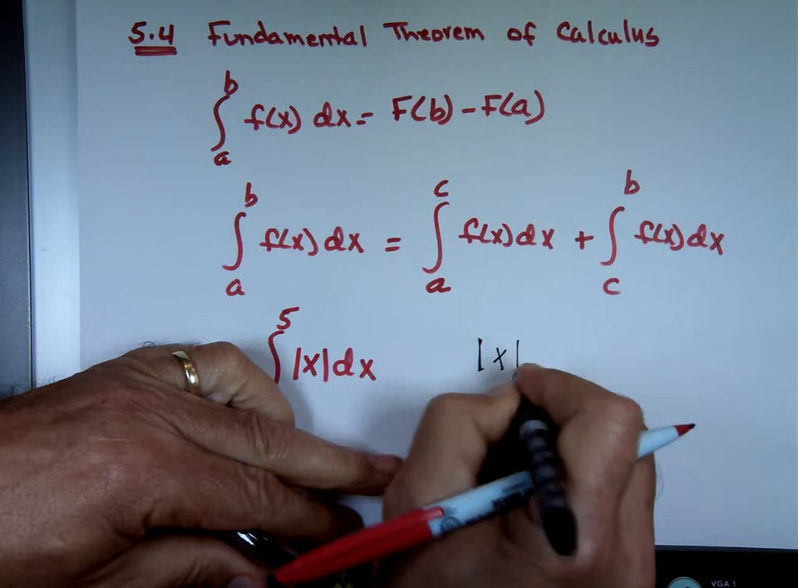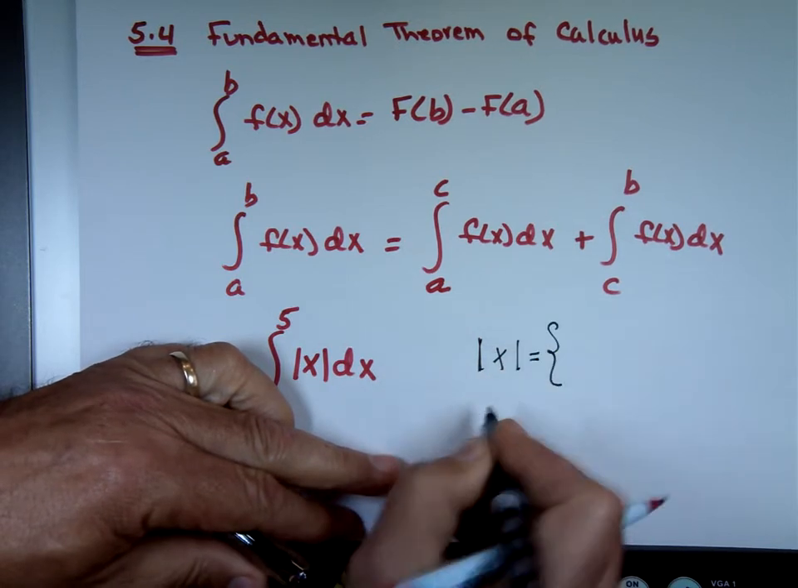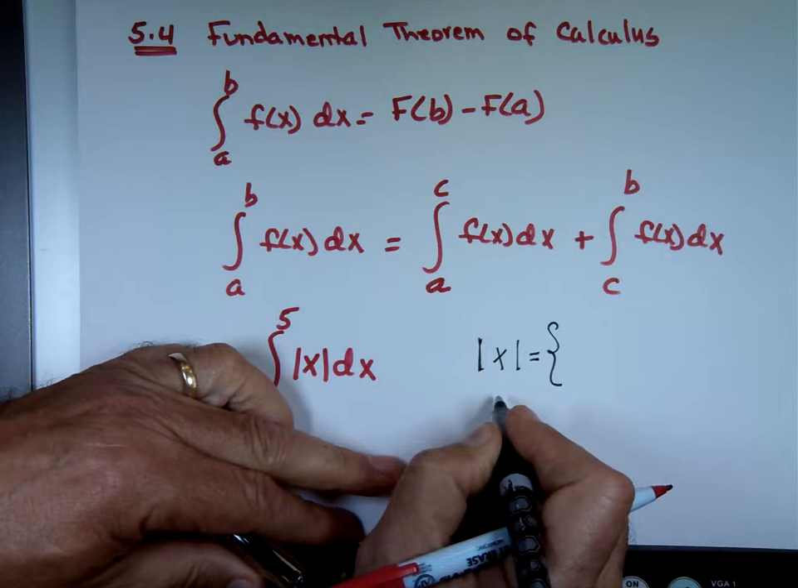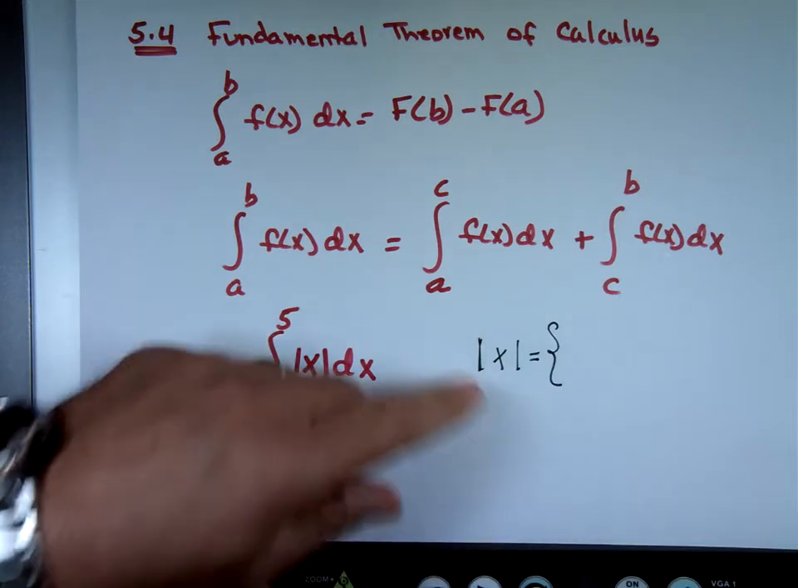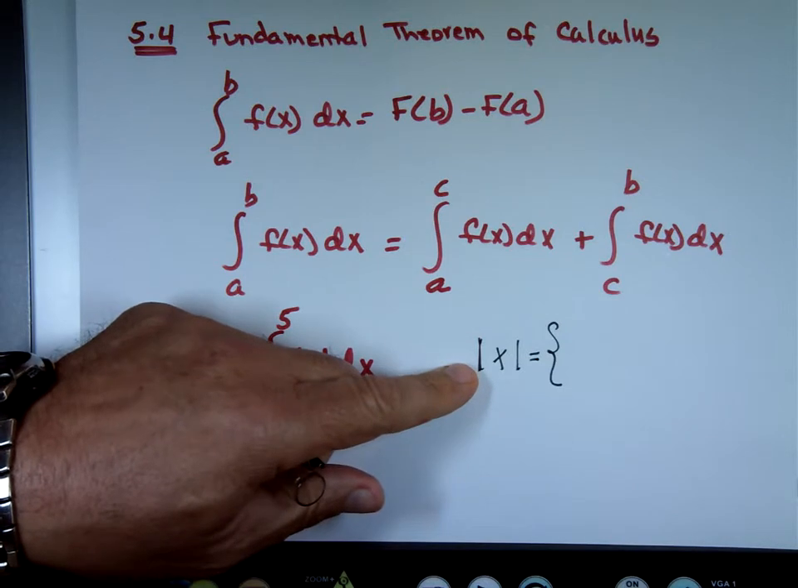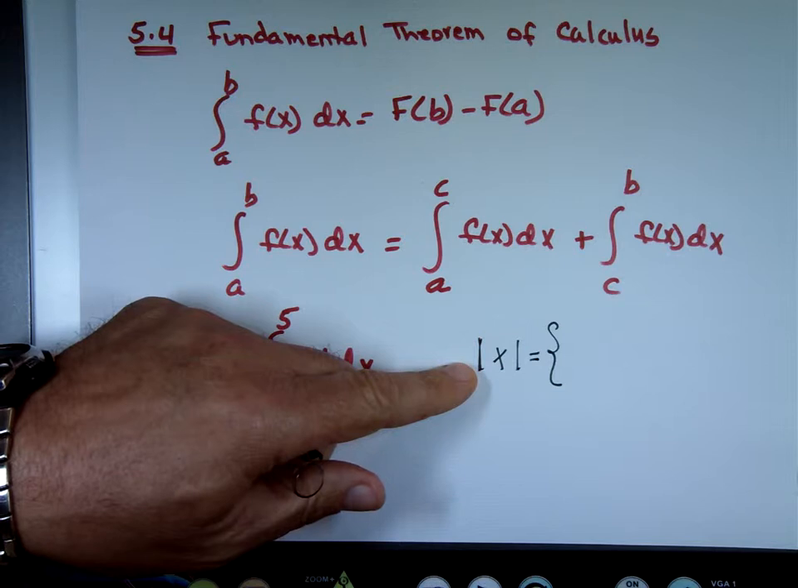X, the square root of x squared. Square root of x squared? Well, yeah, you're right. I know what you're saying. The square root of x squared, we always say the absolute value of x to make sure it's positive.